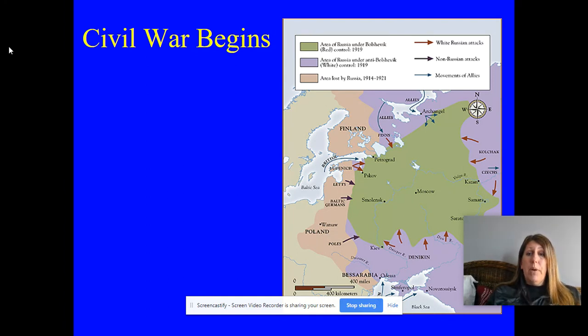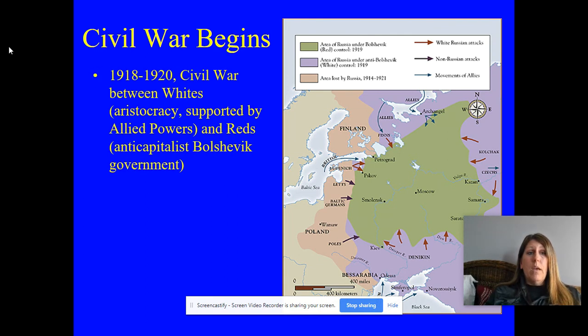Because there are many people that opposed Lenin's policies, the Russian Revolution then turns into a Russian Civil War. So between 1918 and 1920, the Civil War takes place between the Whites, who are made up of the aristocracy and supported by the Allies. There were some Allied powers that hoped that the Whites would remain in power. And then the Reds were really a much smaller but vicious group of people, and they were your anti-capitalist Bolsheviks that wanted to promote a communist government.